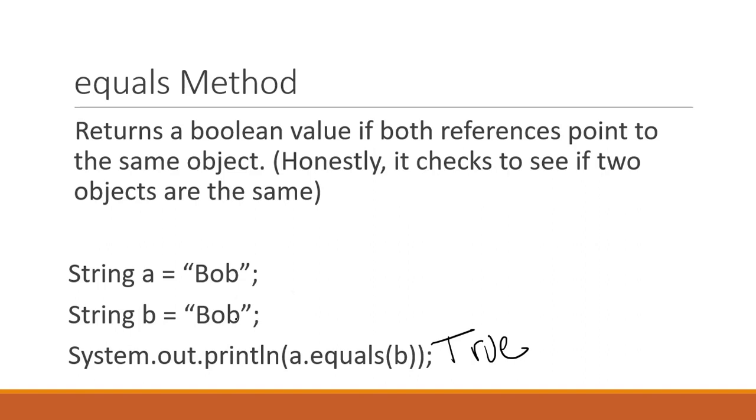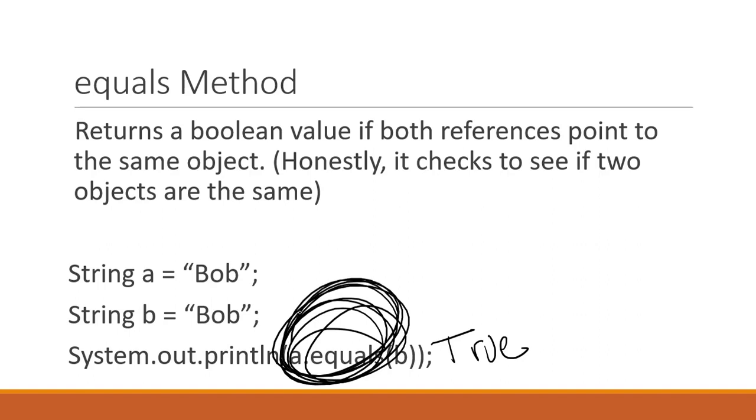Always use dot equals when you are comparing strings. Never equal signs. If you are comparing strings, you want to do dot equals. That includes also if you want to compare objects.